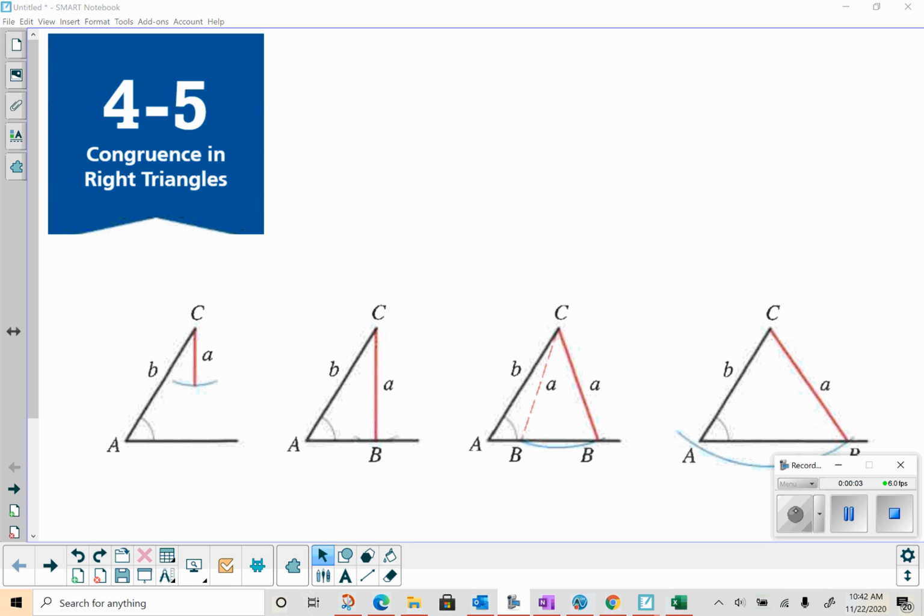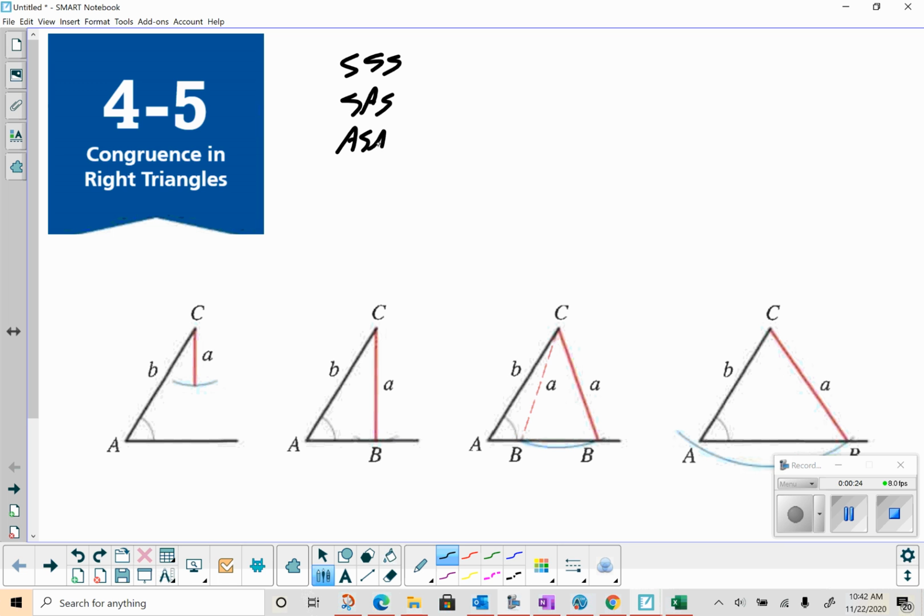Okay, taking a look now at section 4-5, congruence in right triangles. Before we get to the idea of right triangles, I think we need to go back to how we prove that two triangles are congruent: side-side-side, side-angle-side, angle-side-angle, angle-angle-side. The ones that don't work are angle-angle-angle, and again, we've discussed that once or twice. And then angle-side-side.